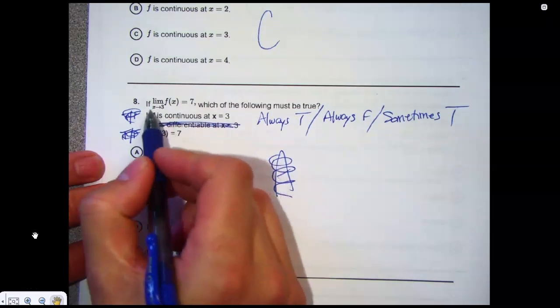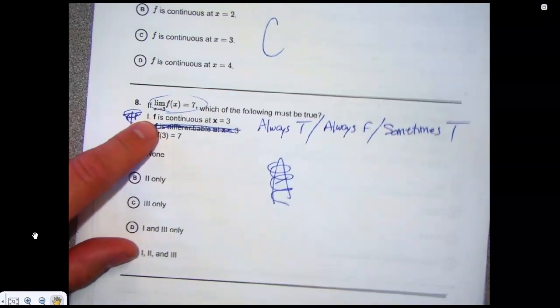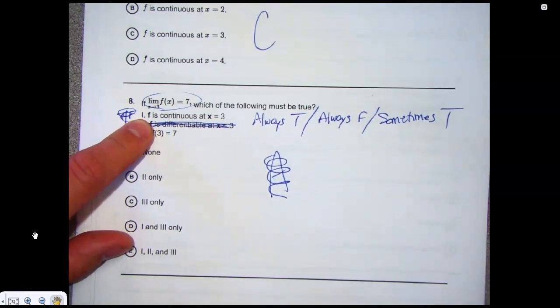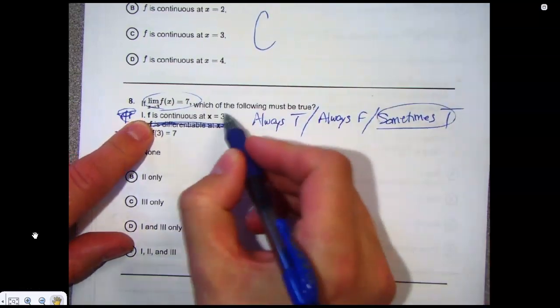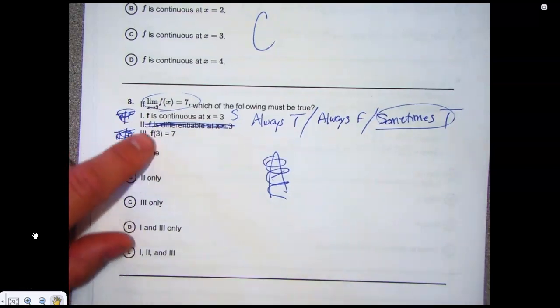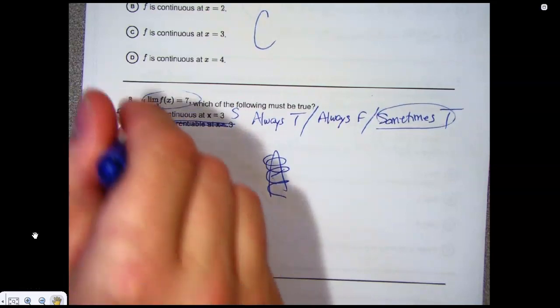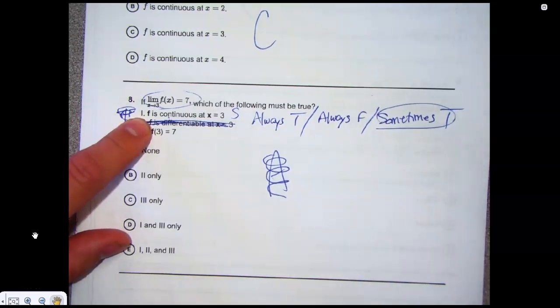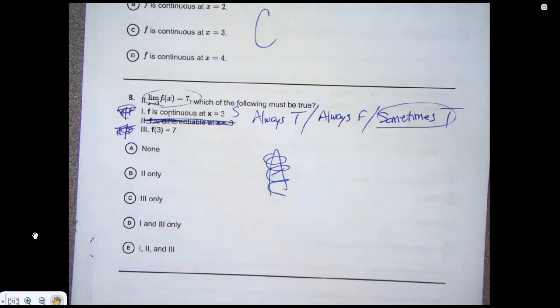So if the limit is 7, does that mean it has to be continuous at that spot? It doesn't, but could it be? So it's like sometimes true, right? So this is S for sometimes. We're not moving on to number 3 yet. Draw a situation where the limit is 7, but it's not continuous. Make a quick sketch, where the limit at x equals 3 is 7, but the function is not continuous there. Don't make a fancy graph, just a quick sketch.